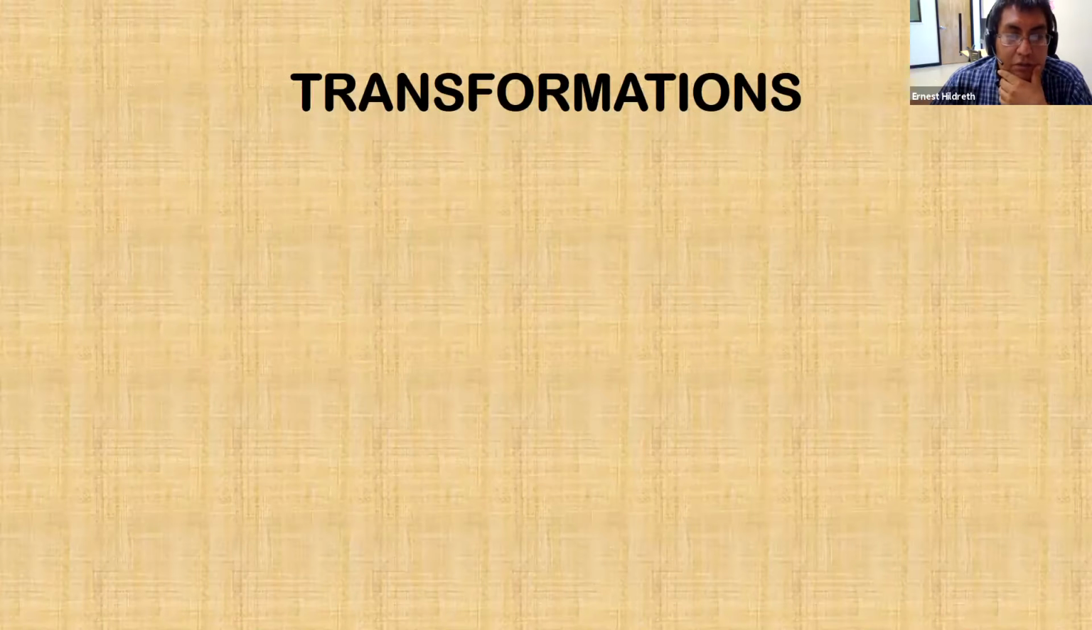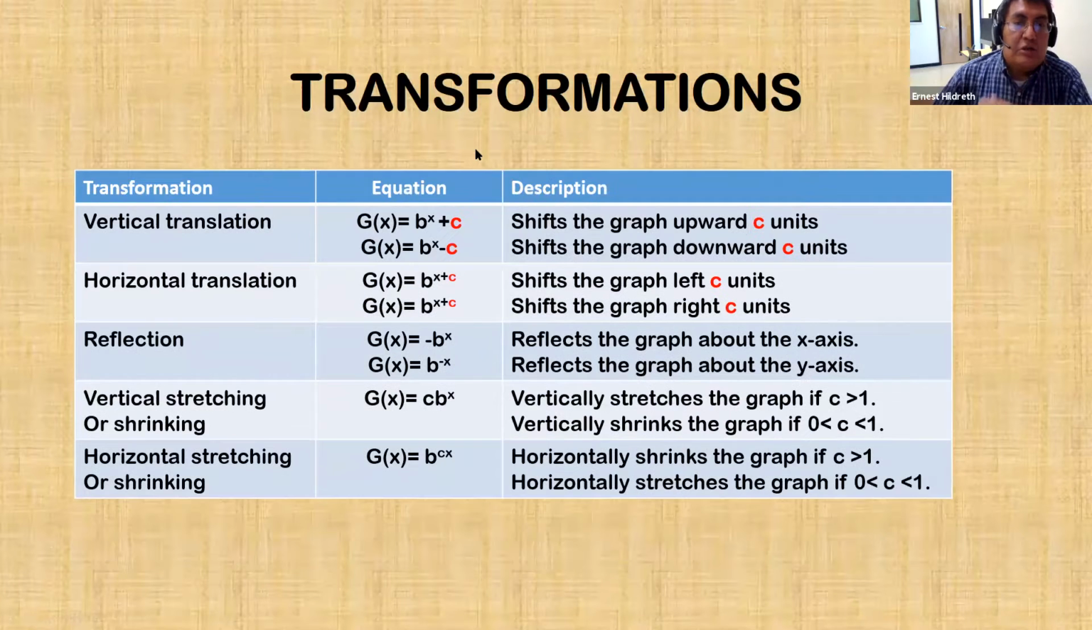All right, so there are transformations for the graphs. This is a chart showing the shifting, or transformations, of the graph. A vertical translation has the graph of g(x) = b to the power of x, plus c. It shifts the graph upward by c units. So the constant c is the one that makes the graph change, and I shall show you.